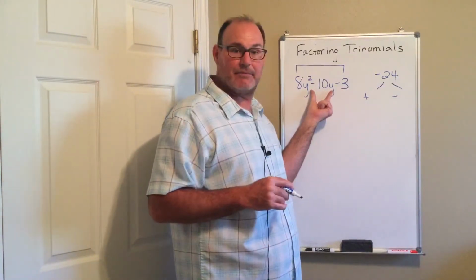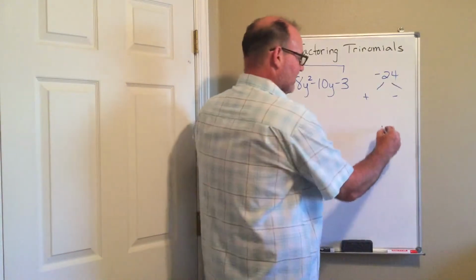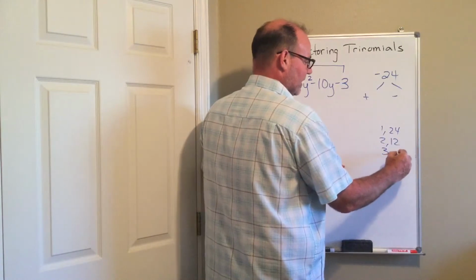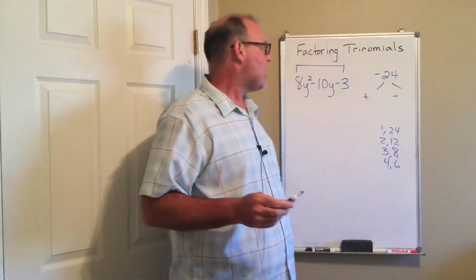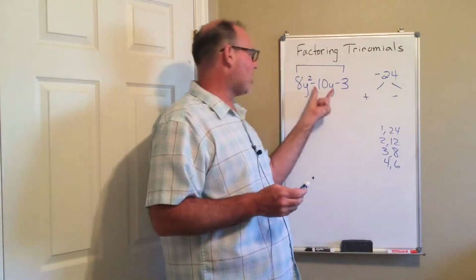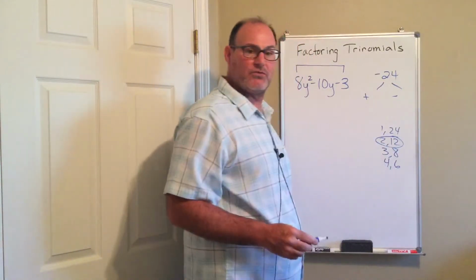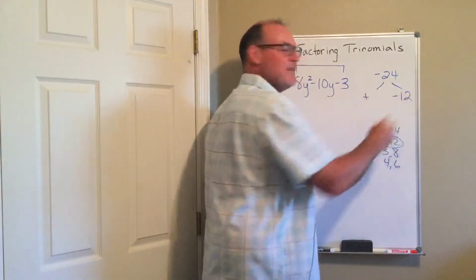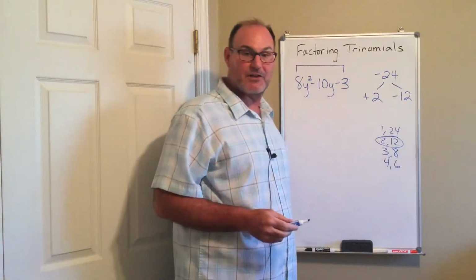up to -10. So after you make your list of factors for 24, we've got 1 and 24, 2 and 12, 3 and 8, and 4 and 6. That is all the factors. I want the pair of factors that are 10 apart, and that is going to be 2 and 12. Because this is a -10, the 12 is going to be the negative factor and the 2 is going to be the positive factor.